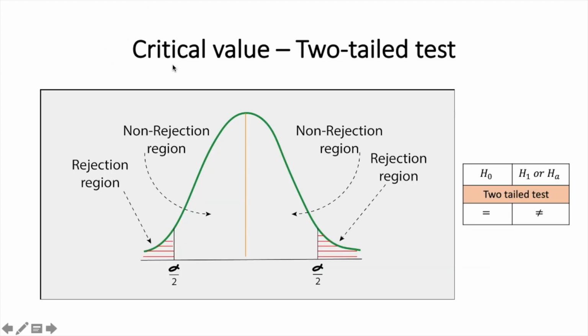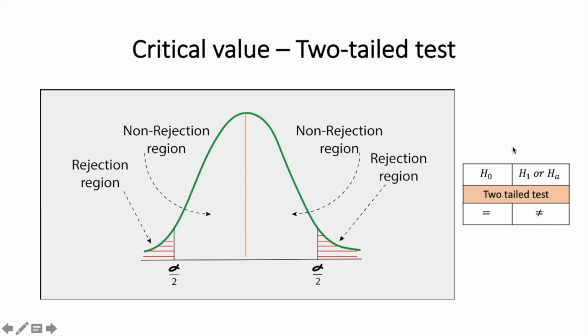So when we talk about critical value, you need to decide whether it's a two-tailed test or a one-tailed test. How will you know whether it's a two-tailed test or one-tailed test? Remember, if your hypothesis can have an equal sign, or a sign which is greater than or equal to, or lesser than or equal to.